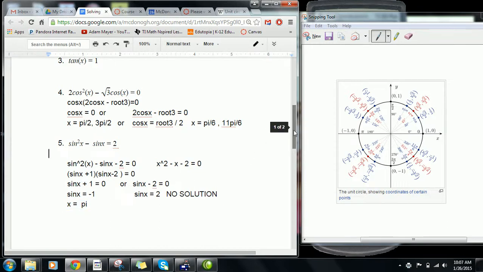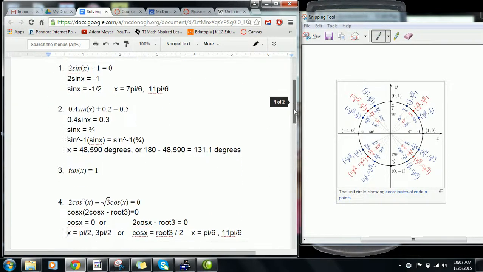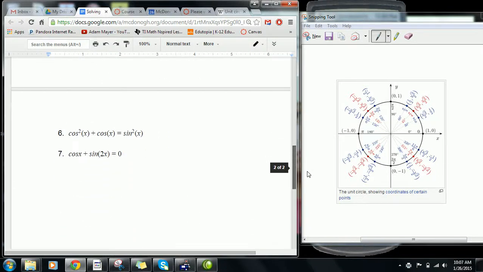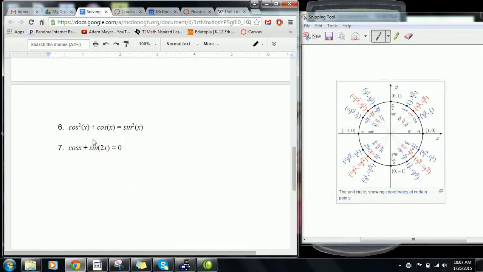So that's enough for today. What I'd like for you to do is think about solving these two, number 6 and 7. I would give you the suggestion that for number 6, I would rewrite sine squared using the Pythagorean identity as 1 minus cosine squared and work from there. And for this one, I would also substitute the sine of the double angle identity, 2 sine x cosine x, and then factor.